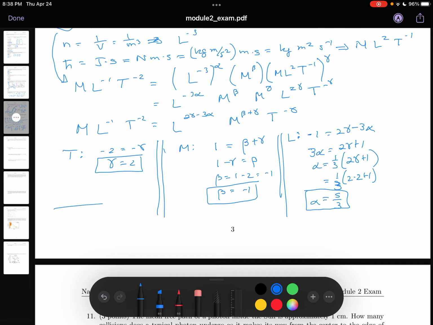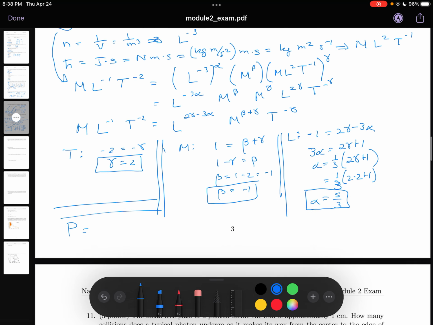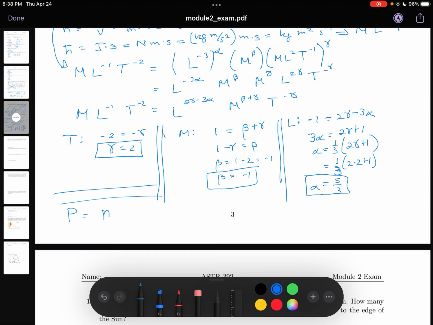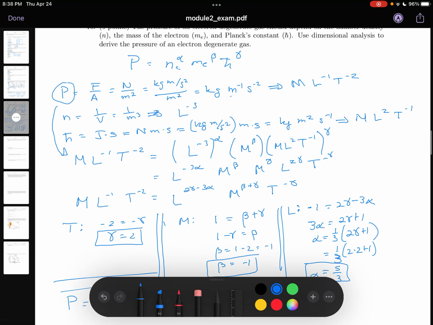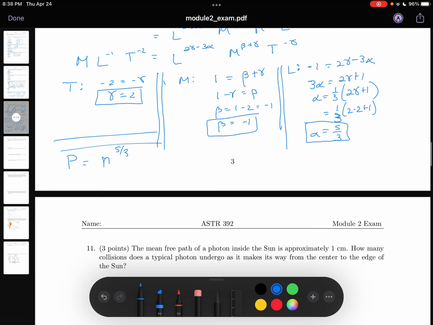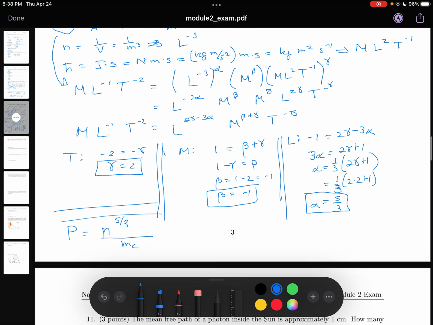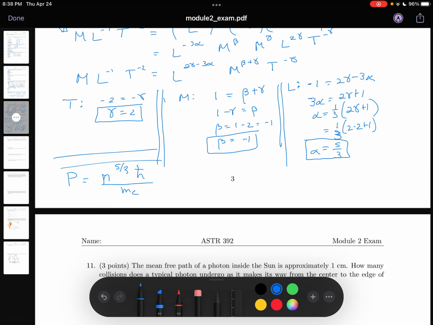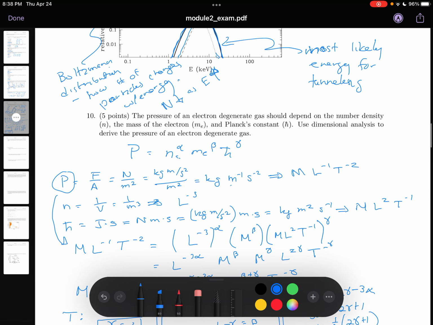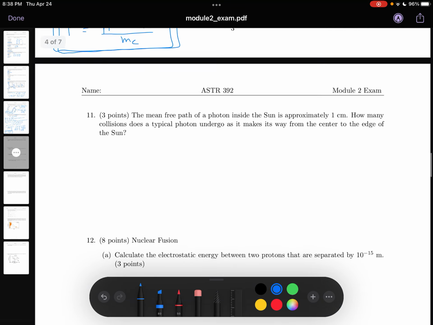So my equation for pressure, I'll just put it under here. P equals n to the alpha, so n to the 5/3, mass to the beta, or m_e, that's a -1, so that's underneath. And then h bar goes to the gamma, which is squared. So that's my equation for the pressure in a star or an electron degenerate gas.